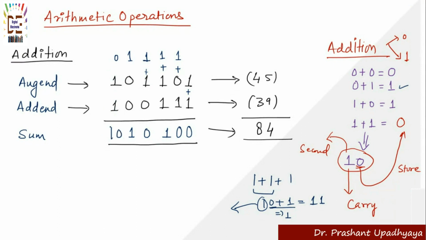Now if you do the calculation of it, just check whether you are getting 84 or not. So this is the operation which we do in addition. This is known as the addition operation.